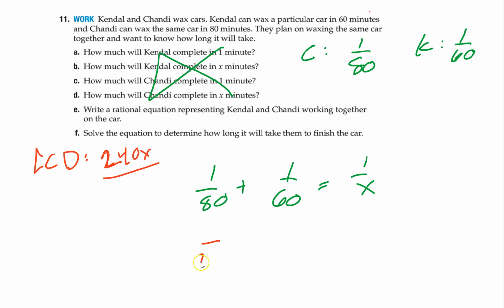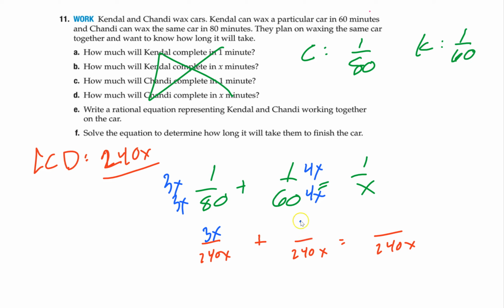You could get all of them to have the same LCD, or just multiply everything by the LCD. Any way you want to do it. I'm going to do the way that most people tend to like, which is to get them all to have the same LCD. So what do I multiply 80 by to get that? That'd be 3x. What do I multiply 60 by to get that? That'd be 4x. And what do I multiply x by to get that? That'd be 240.